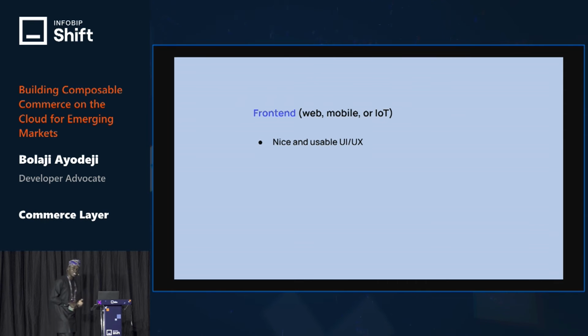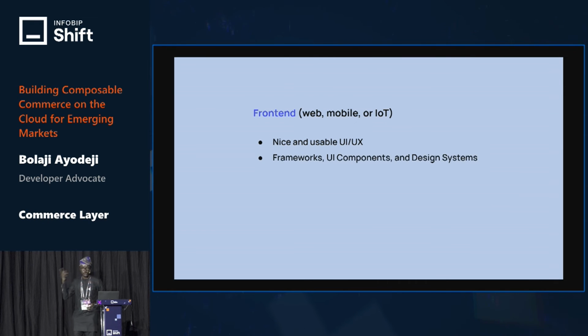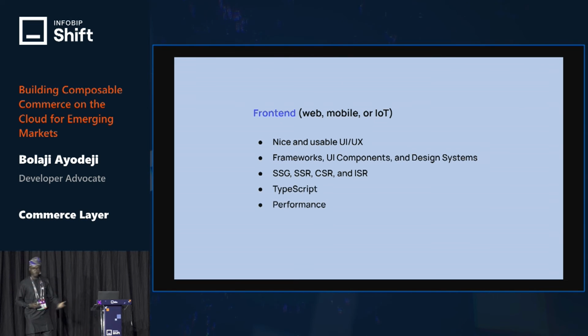Where you have a nice and usable UI UX, you use frameworks, UI components, you probably want to use React, you use Storybook for a design system, stuff like that. And then you choose any kind of web rendering strategy, SSG, SSR, whichever one you want to do. And then maybe you use TypeScript, performance, etc.